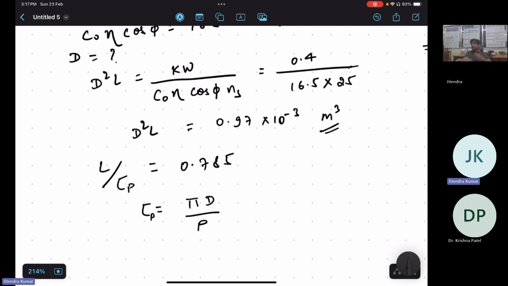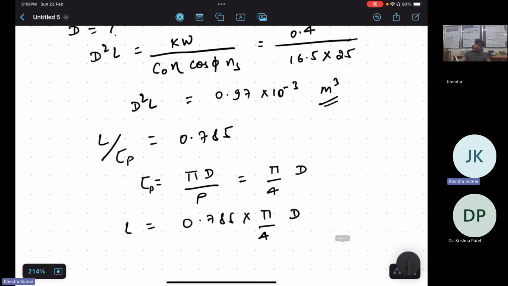So in the entire circumference, how much length is taken by one pole? That is the pole pitch here. Here P is equal to number of poles, not pole pairs. If you calculate pi d by 4, that is the tau. So L could be written as 0.785 into pi by 4 d. So L in terms of d we have written here.